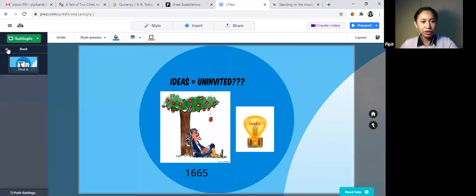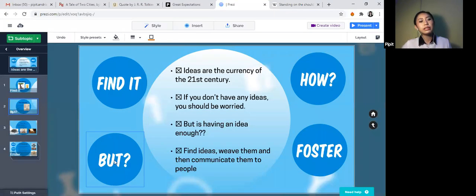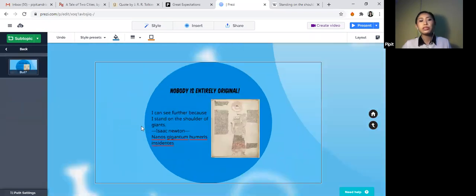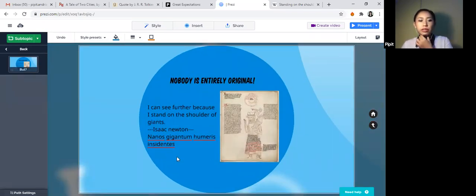The answer is no. Because Newton also said that I can see further because I stand on the shoulder of giants, or nanos gigantum humeris insidentes. That means he actually read a lot of books before these ideas could come to him and he found the eureka moment. So actually, no, ideas are not uninvited. We actually have to build our knowledge to be able to find good ideas.